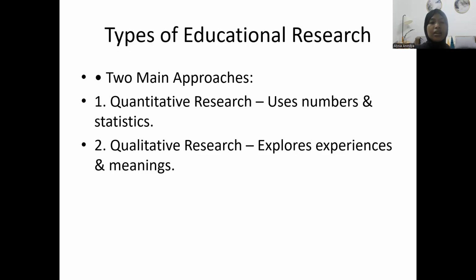And next, we're going to talk about the types of action research. There are two main types of action research. There are quantitative research and also qualitative research. For quantitative research, it uses numbers and also statistics to analyze the data. While qualitative research is more focused on the words, experiences, and also the observations to understand the behavior and also the opinions.